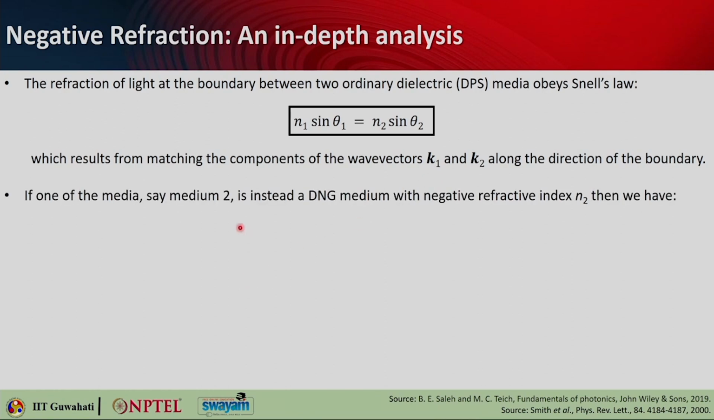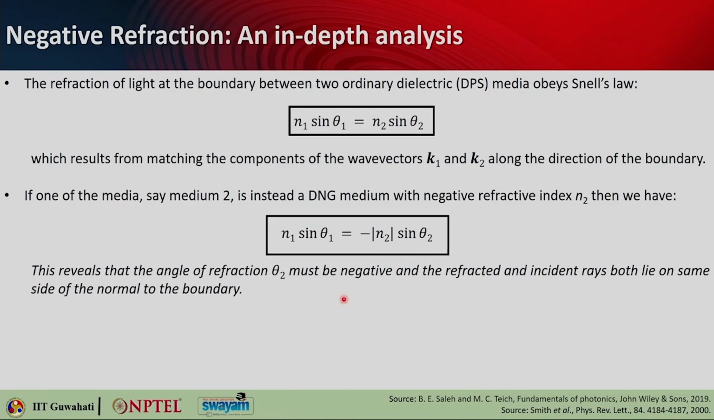Now if one of these media, say medium 2, is replaced by a double negative medium which has a negative refractive index n2, in that case the equation looks like this. So you will have n1 sin theta 1 equals minus modulus of n2 sin theta 2.